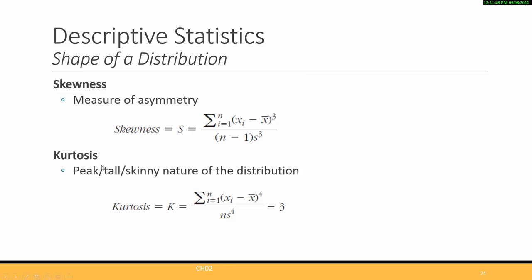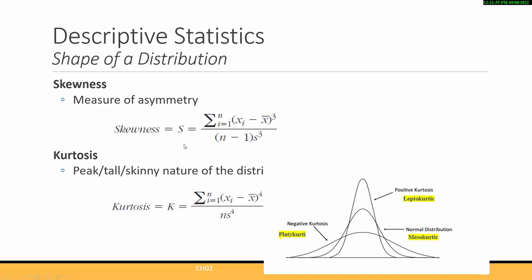Kurtosis, on the other hand, talks about if your data has a higher peak, is it tall, is it skinny? So that nature of the data distribution. If you look at the symmetrical data, the one in the middle, that's the normal distribution. But if you have a positive kurtosis or a higher kurtosis, the data will have a taller peak. But if the data is flatter compared to a typical normal distribution, this is a negative kurtosis. So you can say if it's flatter or skinnier or taller.